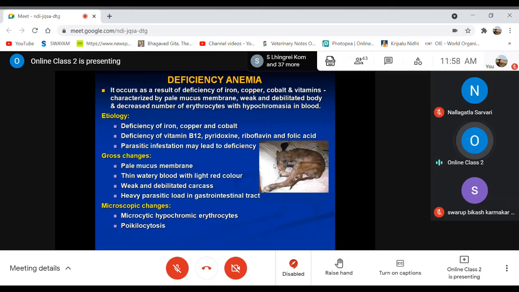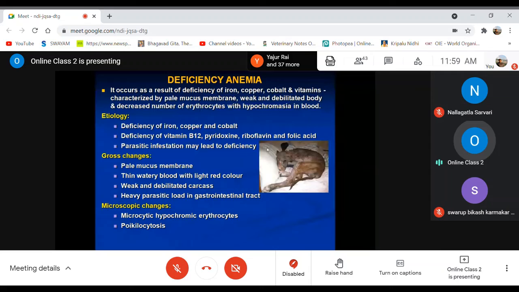As we have already mentioned, the most common causes are deficiency of iron, copper, cobalt, and among the vitamins, vitamin B12, pyridoxine, riboflavin, and folic acid, as well as parasitic infestations, where many of the parasites suck blood. Along with the blood, there is loss of vitamins and even hemoglobin concentration, so they may have this type of deficiency anemia.